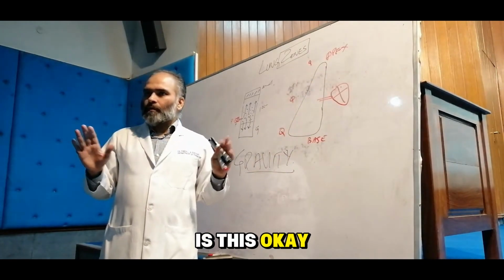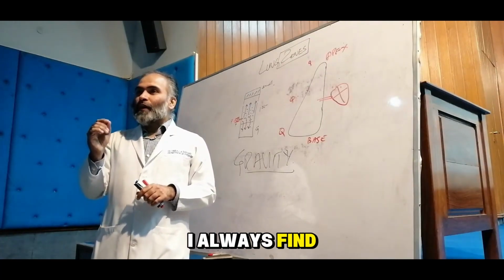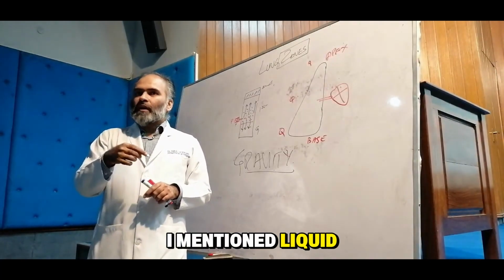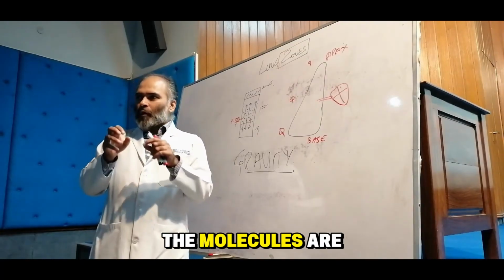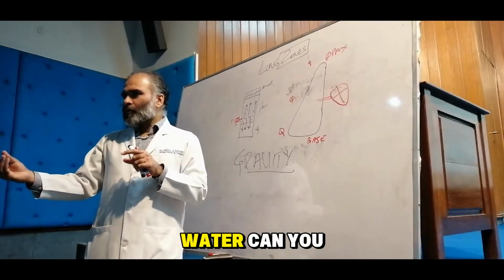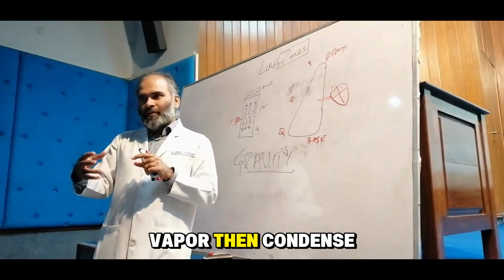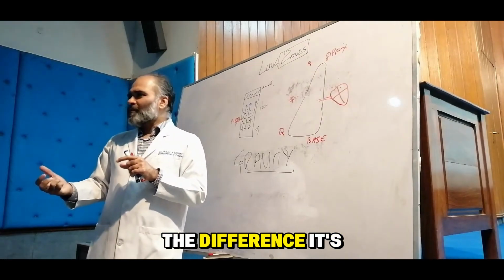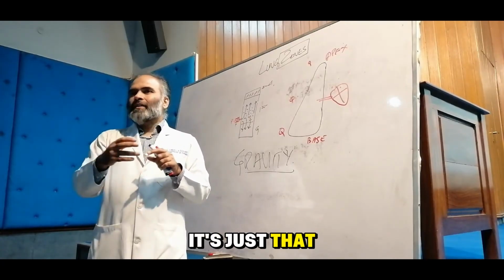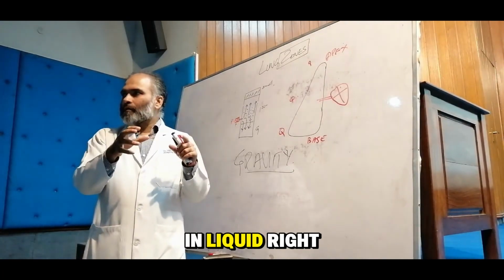Is this okay? Would air also have a similar distribution? It does. And I always find this misconception in every first year. That's why I mentioned liquid. What is the difference between liquid and gases? The molecules are just spread wider in gases. You can make a gas from water, can't you? And then it condenses back to liquid, then evaporate it into vapor, then condense it back to liquid. So what's the difference? They're two different states of water, isn't it? It's just that the molecules in gases are spread further apart than they are in liquid, right?